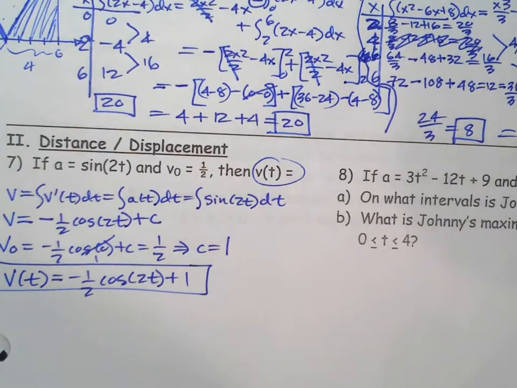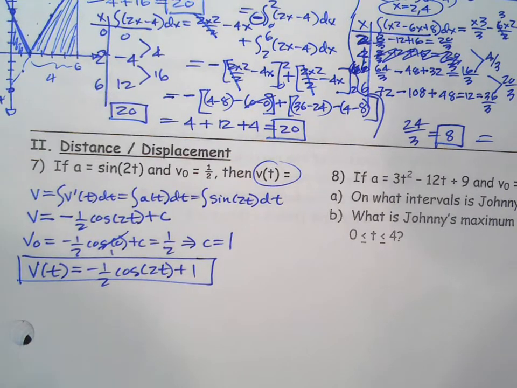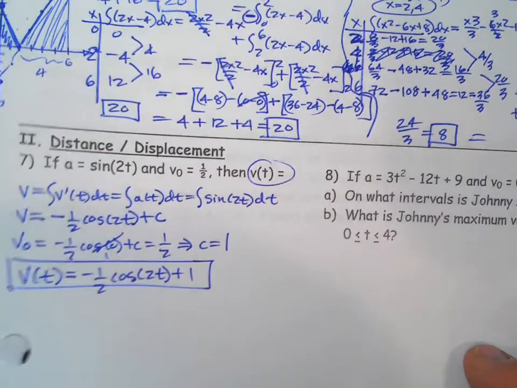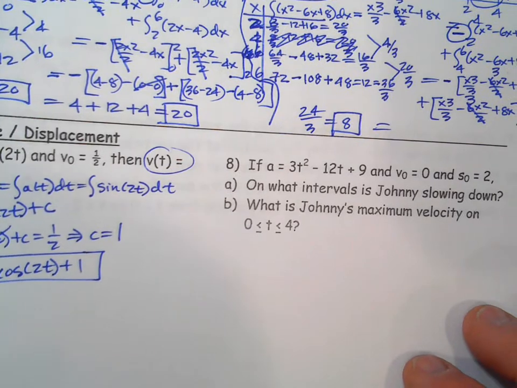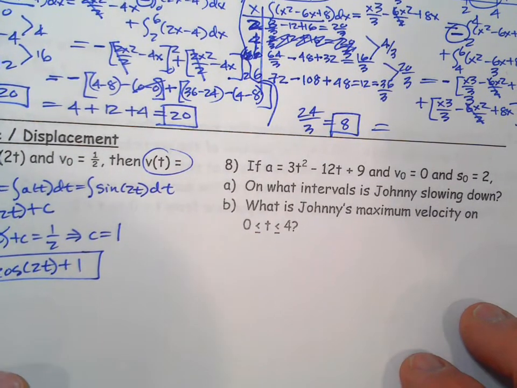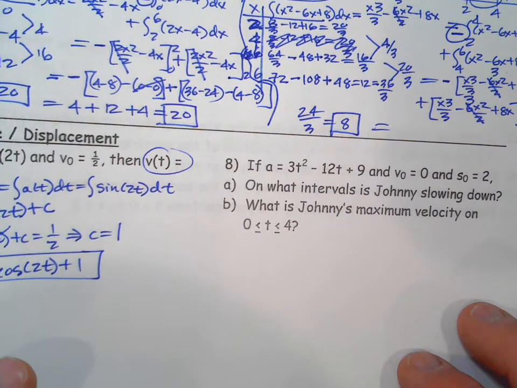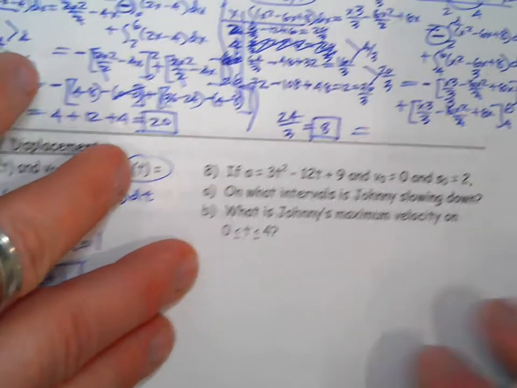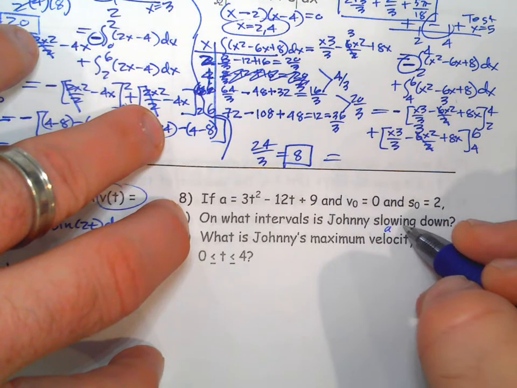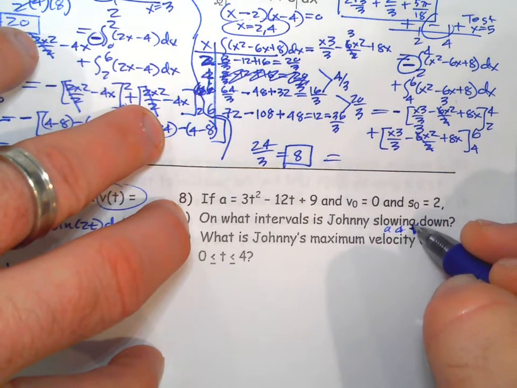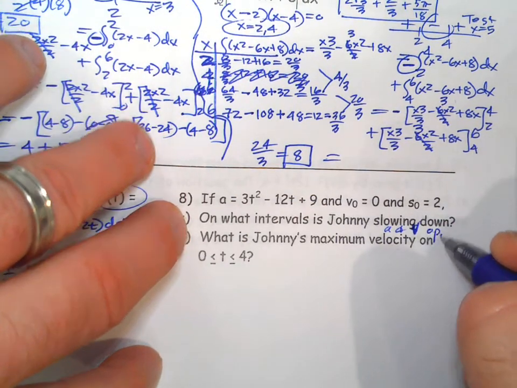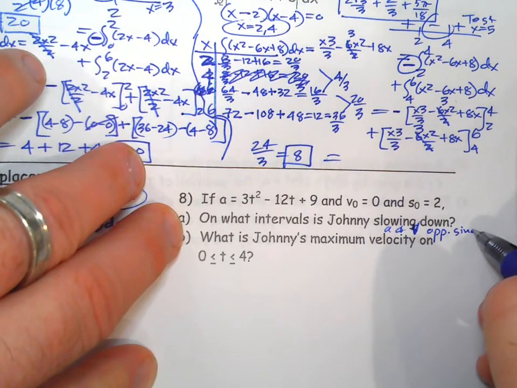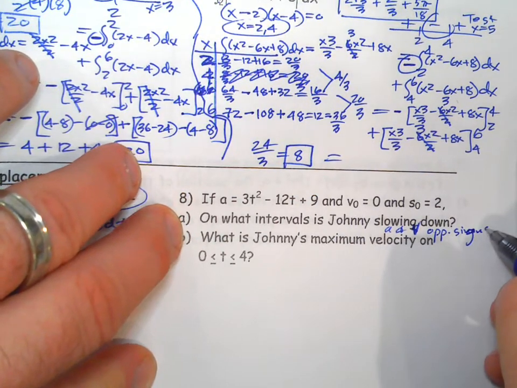Problem number 8 says they give you the acceleration, initial condition, velocity, and position. And they want to know the intervals where Johnny is slowing down and the maximum velocity from 0 to 4. So slowing down is when the acceleration and the velocity have opposite signs. So you want to do two line checks for acceleration and velocity.